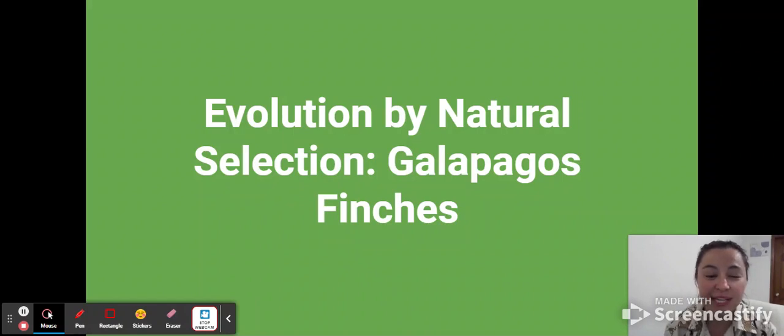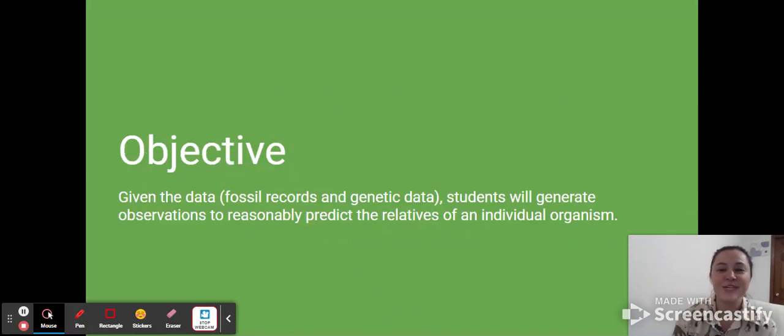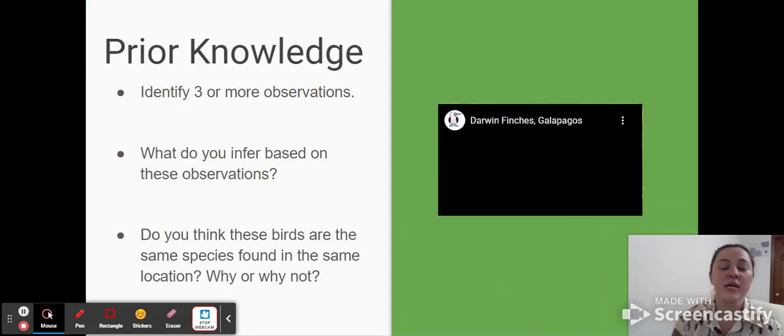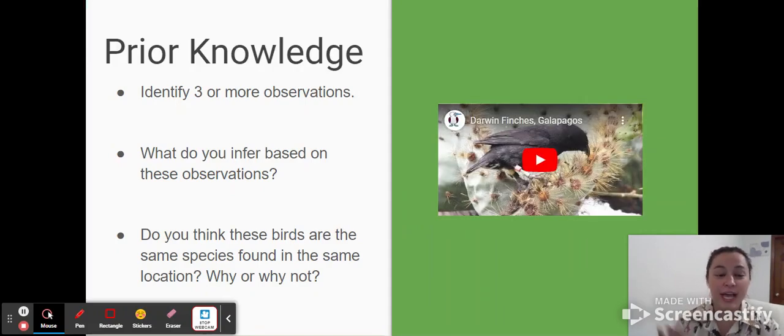Today I'm going to walk through a lesson plan that I created about evolution by natural selection with focus on Galapagos finches. The assignments that I created for my lesson plan all follow this one objective. Given the data, fossil records, or genetic data, students will generate observations to reasonably predict the relatives of an individual organism. So before I begin the lesson plan, I would ask the students to figure out what their prior knowledge is on evolution by natural selection and Galapagos finches, since that's the animal that we're going to be focusing on to reach our objective.